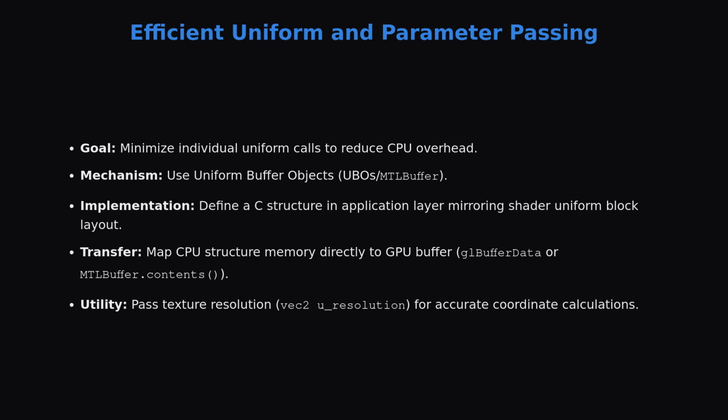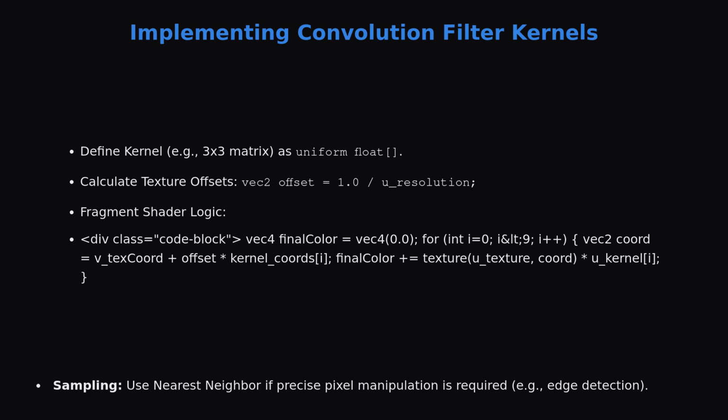Always pass the texture resolution as a uniform vector. This enables accurate texture coordinate calculations within the fragment shader, especially when implementing offset-based filters. A convolution filter, essential for effects like Gaussian blur or edge detection, requires sampling multiple neighboring pixels around the current fragment. Define the convolution kernel, typically a 3x3 matrix, as a uniform array of floating point values. Calculate the necessary texture coordinate offsets based on the reciprocal of the texture resolution. This is 1.0 divided by u_resolution.